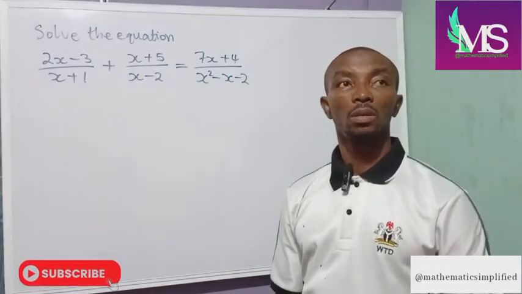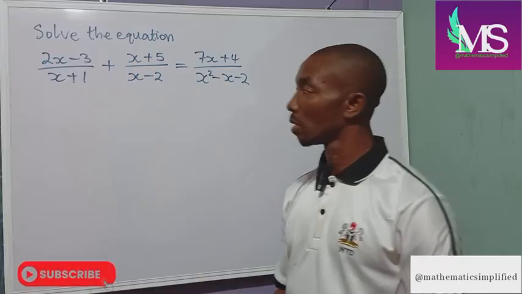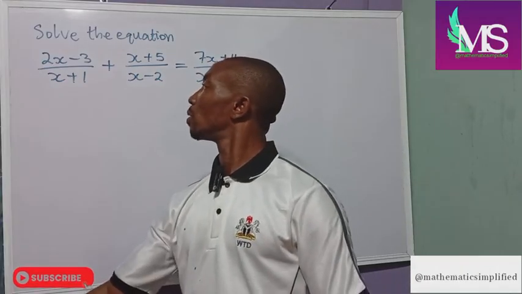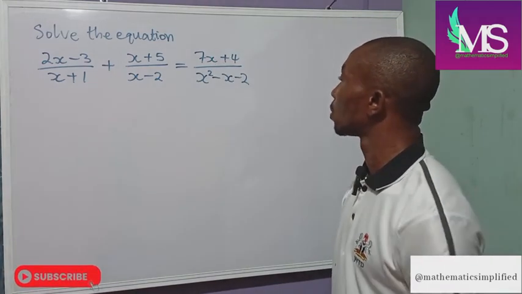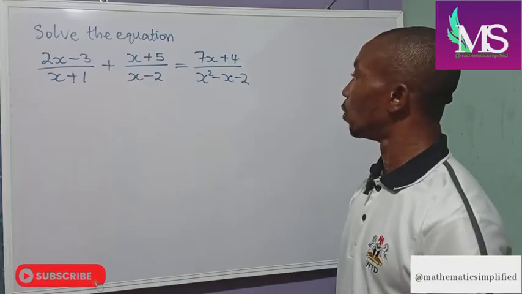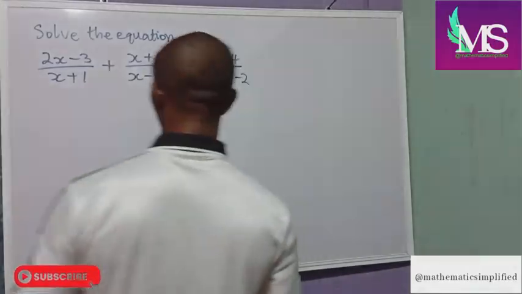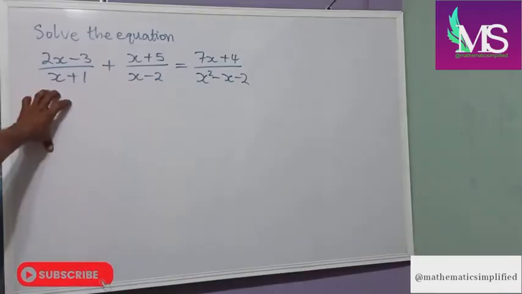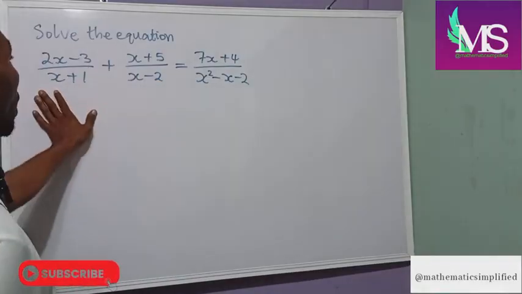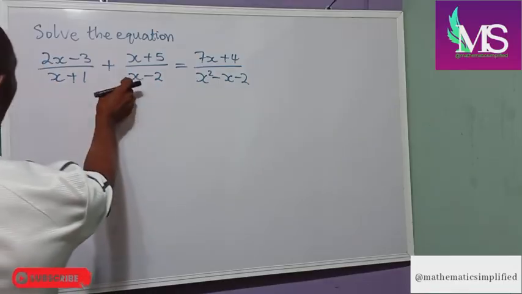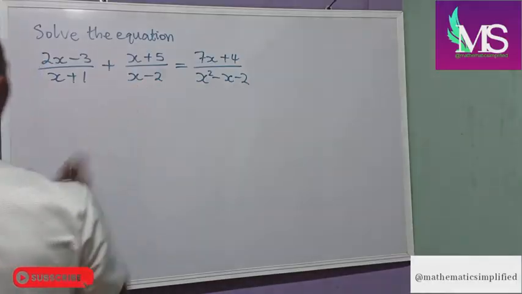Our first question says, solve the equation (2x minus 3) over (x plus 1) plus (x minus 5) over (x minus 2) equals (7x plus 4) over (x squared minus x minus 2). Now, in solving this, we'll first of all work on our left-hand side and also work on our right-hand side. To work on our left-hand side, since this is addition, we would bring our LCM. What will be our LCM?